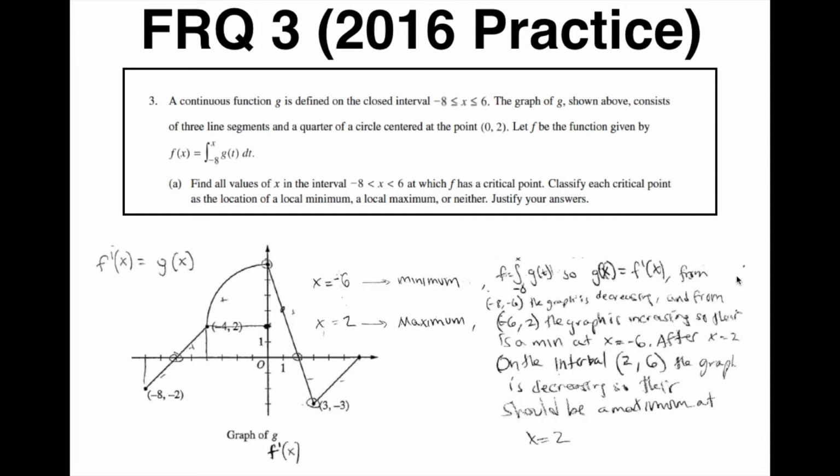So it doesn't demonstrate that you get calculus concepts. So this is what happens in this explanation here. The student talks about the graph increasing or decreasing and then increasing. This will not earn you points.